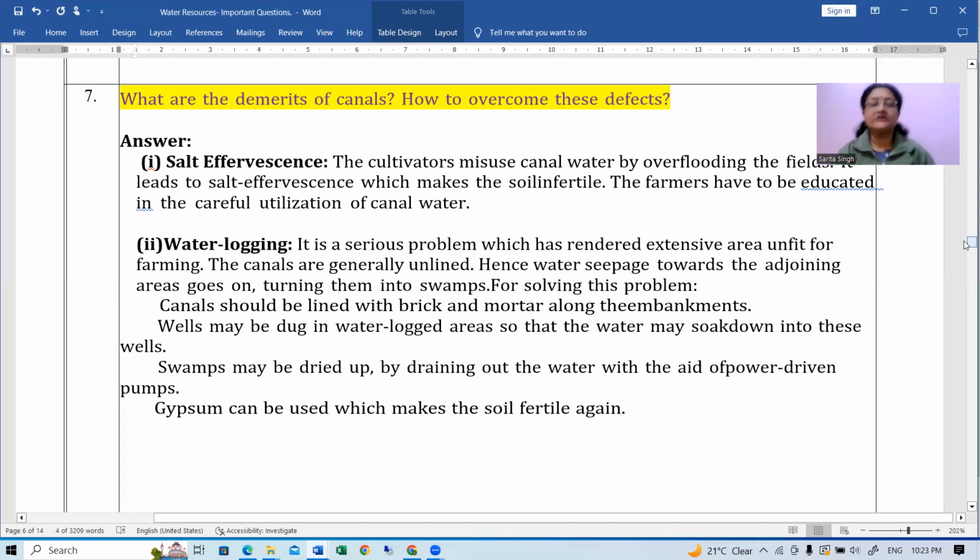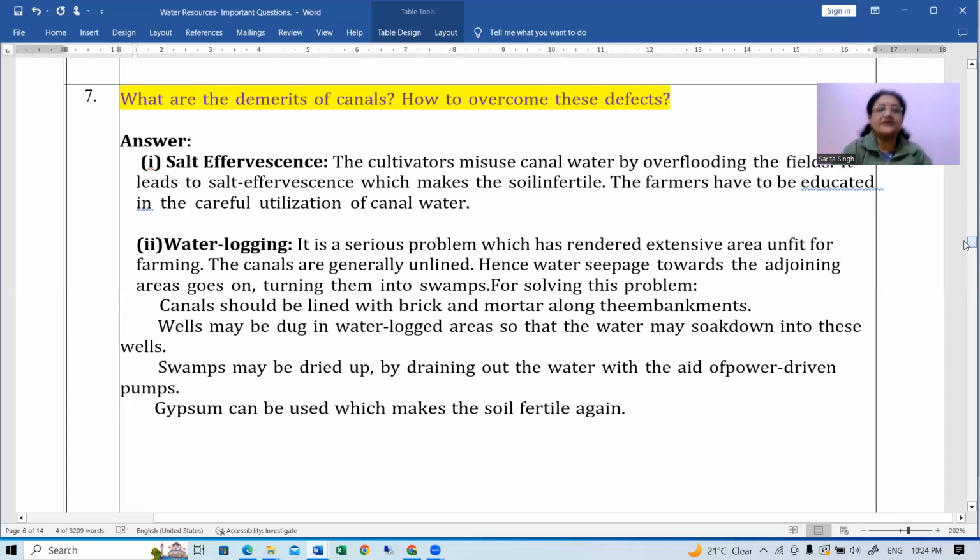In what way? Water seepage towards the adjoining areas goes on. If the canals are totally unlined, unlined meaning the surface is not cemented, then water constantly seeps down, turning the entire nearby area into a swamp. For this purpose, what we can do is that canals should be lined. Lined means it should be cemented, with brick and mortar along the embankments.